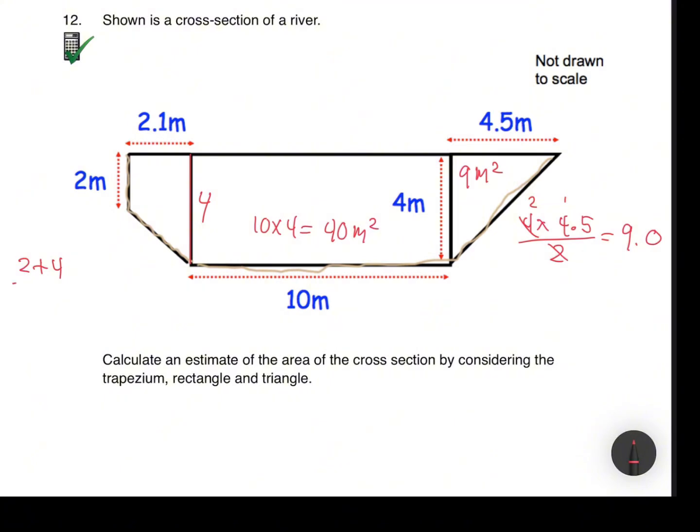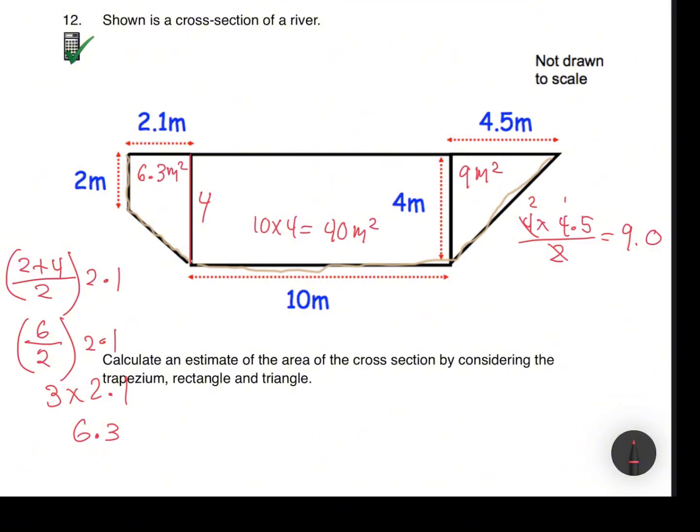And then in this shape to the left side, which is a trapezium, all you have to do is add 2 plus 4, divided by 2, and then multiply by the height. 2 plus 4 is 6, and then 6 divided by 2 and multiply by 2.1. So 6 divided by 2 is 3, times 2.1. The answer is 6.3.